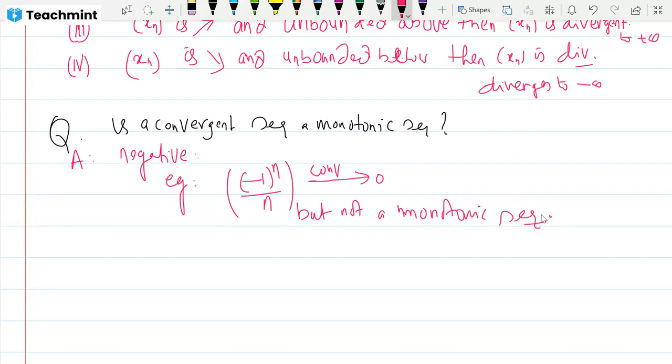Is this okay, Andy? Why is it not monotonic? Because the terms of the sequence alternate in sign: -1, +1/2, -1/3, +1/4, -1/5, and so on. One term is positive, another term is negative, and so on. Therefore, this is not a monotonic sequence.